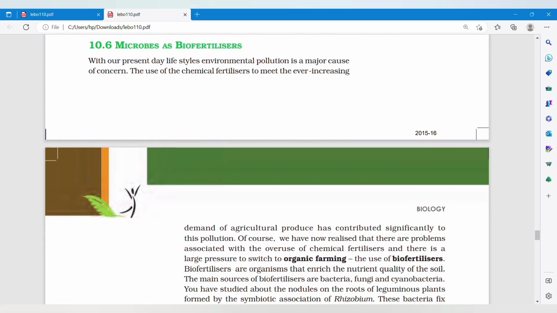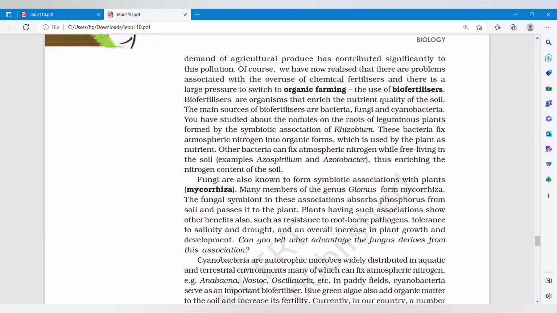Microbes as biofertilizers. With our present-day lifestyles, environmental pollution is a major cause of concern. The use of chemical fertilizers to meet the ever-increasing demand of agricultural produce has contributed significantly to this pollution. Of course, we have now realized that there are problems associated with the overuse of chemical fertilizers, and there is a large pressure to switch to organic farming and the use of biofertilizers.